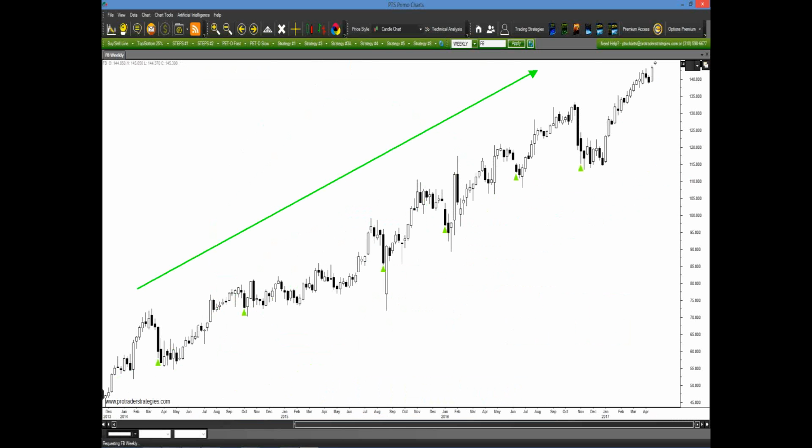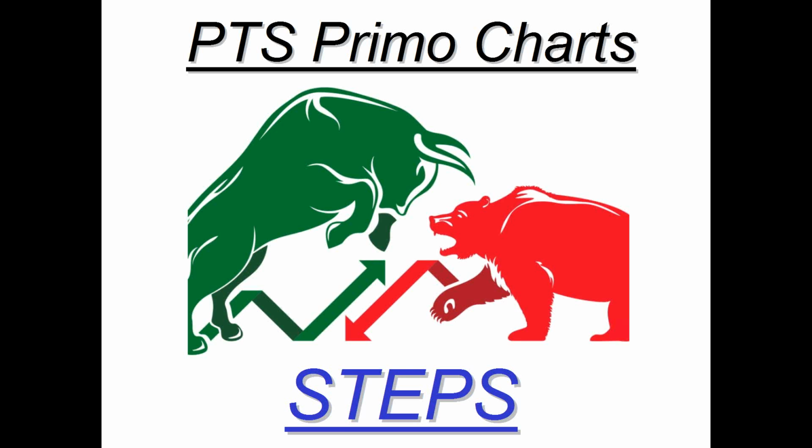So we're going to be talking about steps today. I'm going to show you how you can actually have steps for a great trial period that we're having. So this promises to be a great presentation.